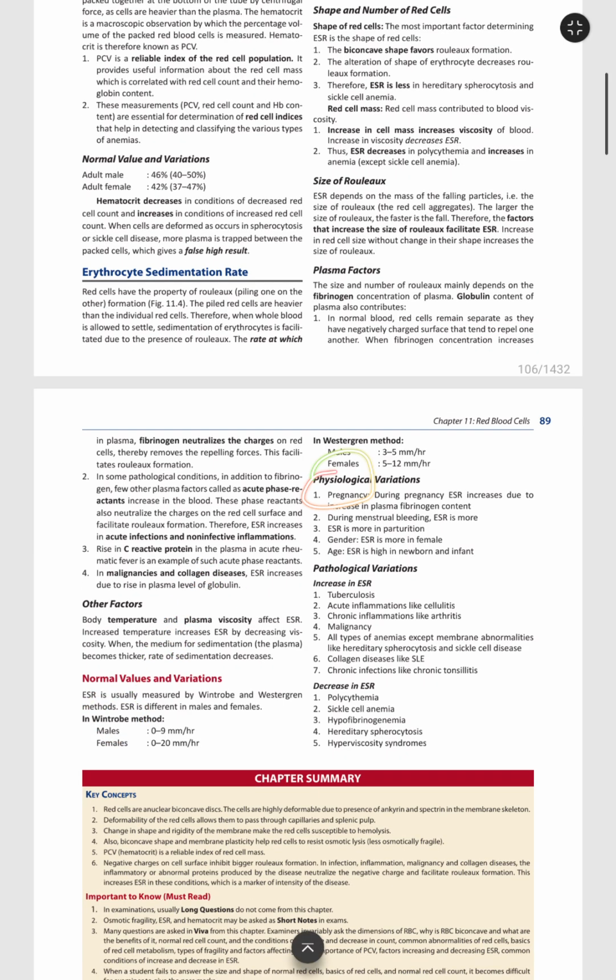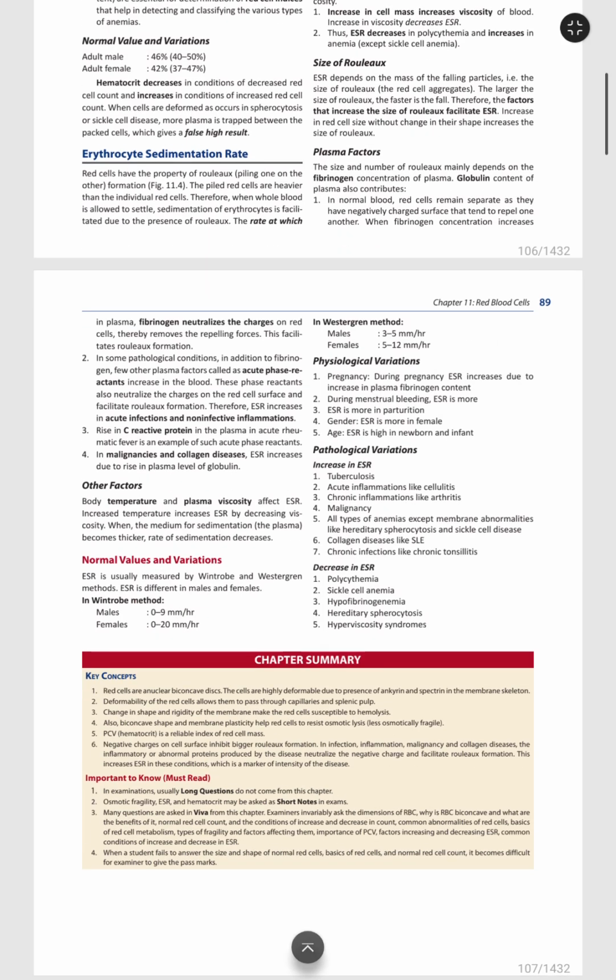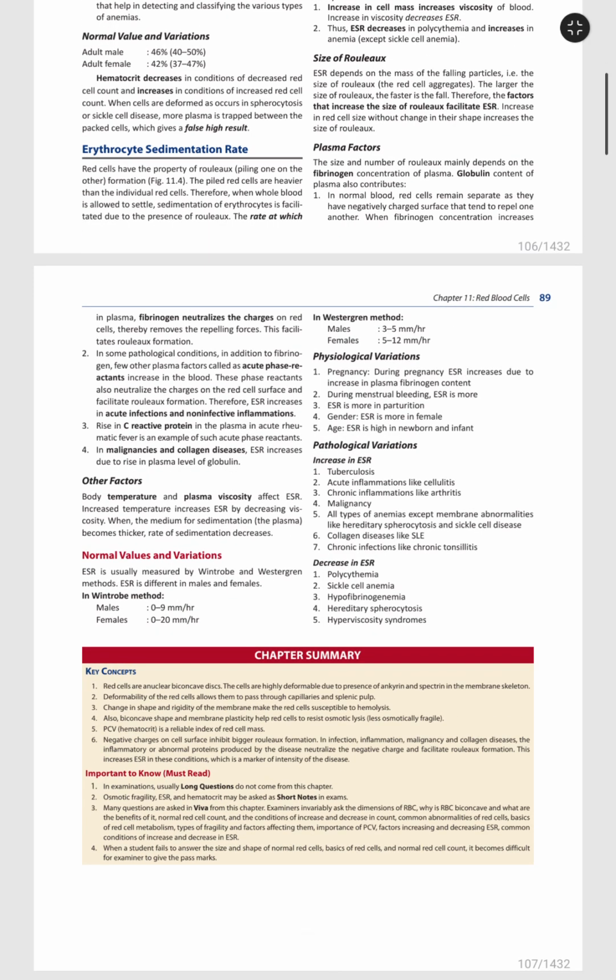Now physiological variation, pathological variation. ESR basically increases in pregnancy, in menstrual bleeding, gender, age. ESR is more in newborns and infants. Think of it: age, gender, pregnancy, menstruation. And one more physiological variation: ESR decreases at high altitude.